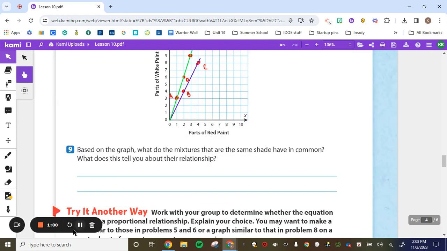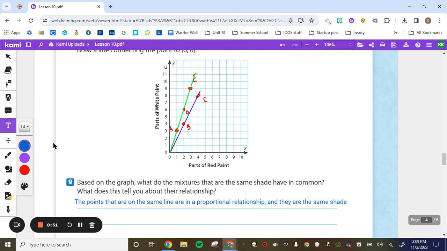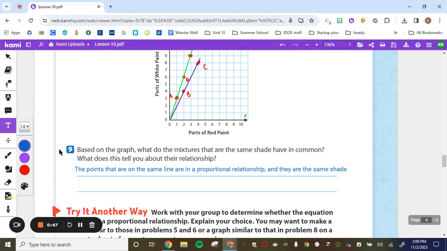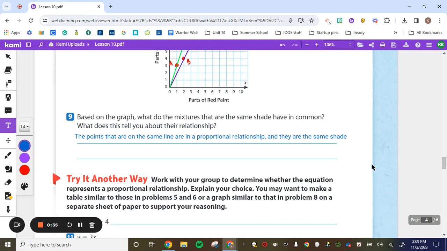And we just answered question number 9. So what do they have in common? The ones that are on the same lines are the same shade. And it also said, what does this tell you about their relationship? So question 9, we should also say that they are in a proportional relationship. They are a straight line. They go through the point 0, 0. So there are 2 different proportional relationships in that table.